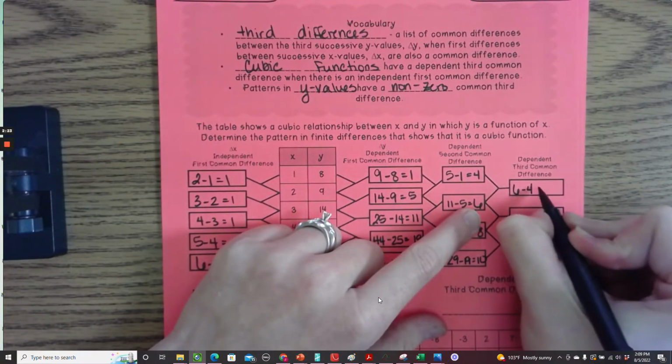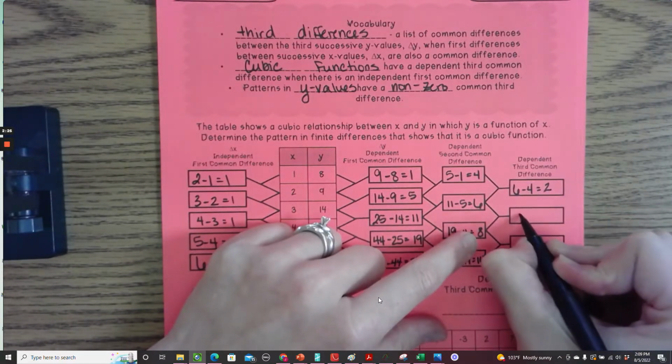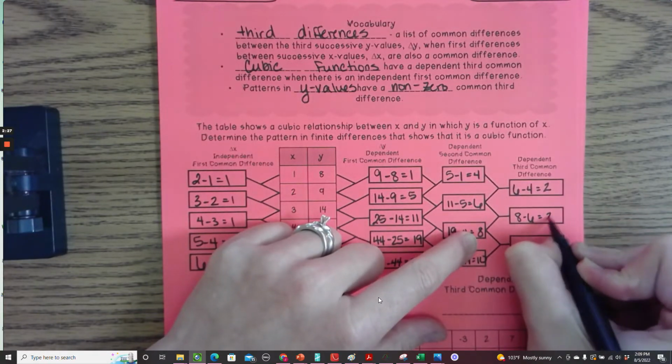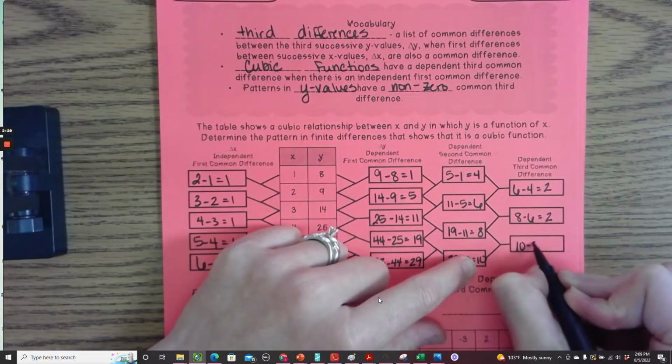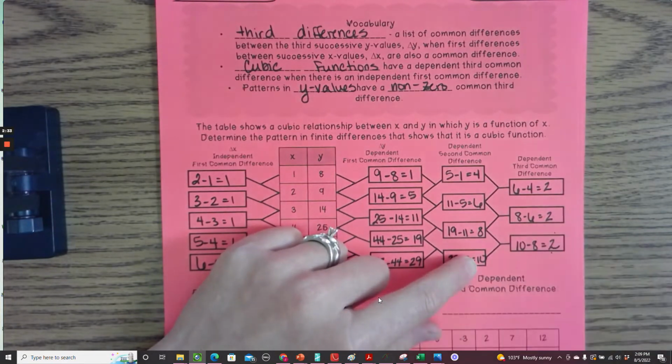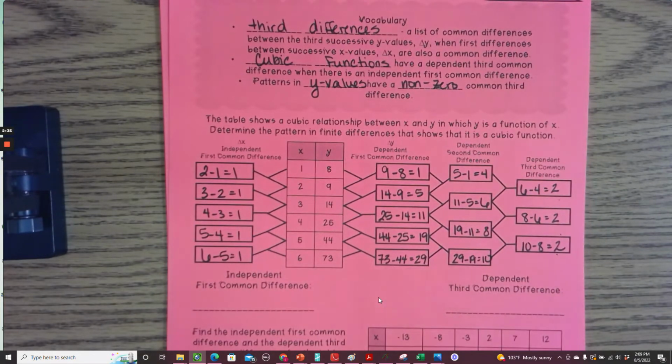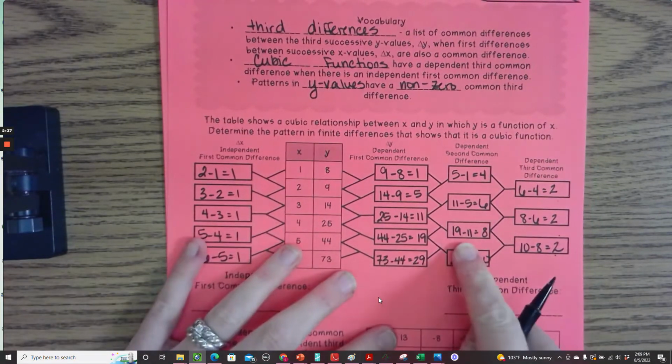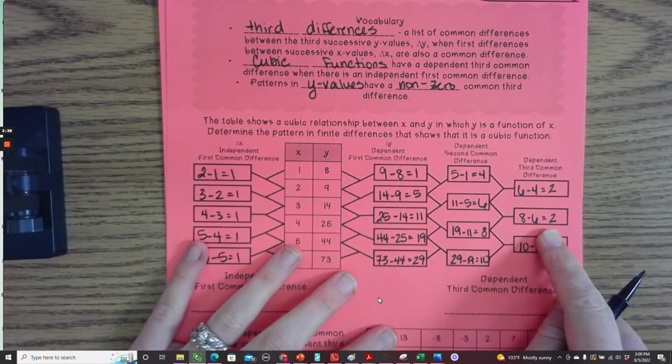6 minus 4 equals 2. 8 minus 6 equals 2. 10 minus 8 equals 2. Now I have my common difference. It's a third common difference. So again, from a table, if I have to do it 3 times, this is a cubic function.